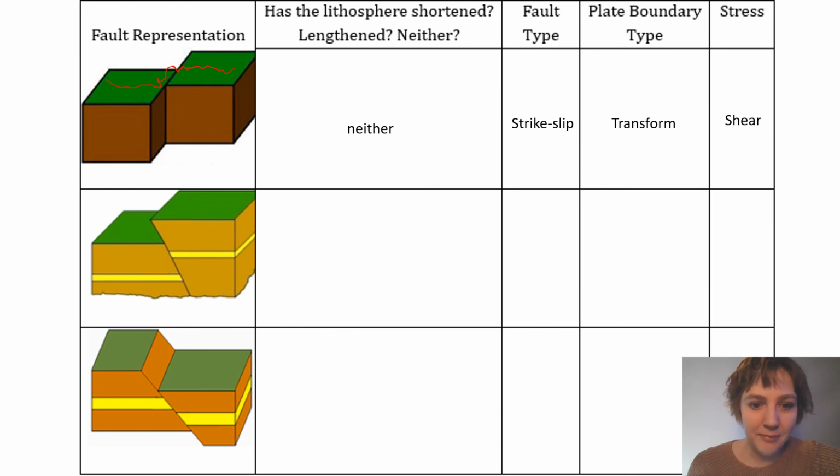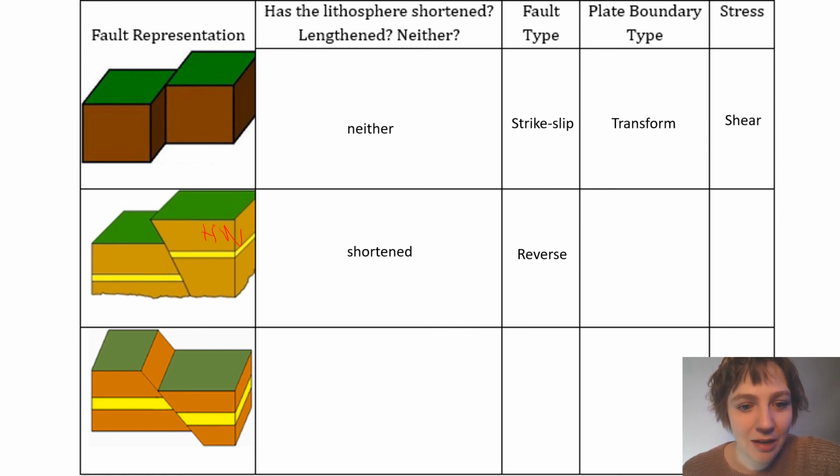Okay, so for our next fault, in this instance, the lithosphere is actually shortening. There you have it. And can you see what type of fault this is? Hopefully you said reverse, right? So this block is the hanging wall, and it has moved up relative to the foot wall, making that a reverse fault.